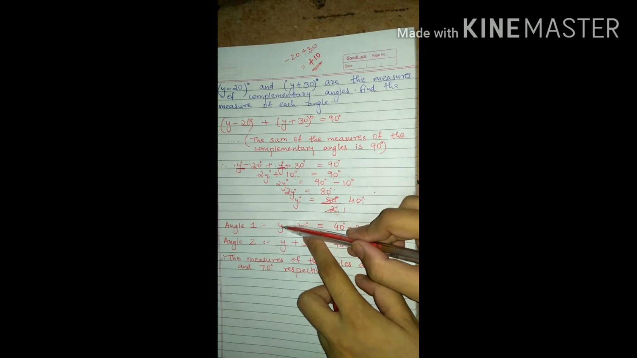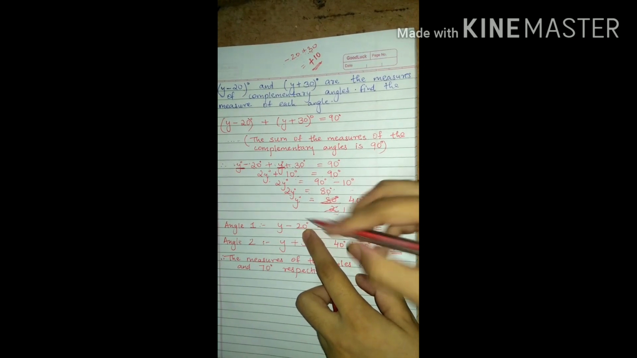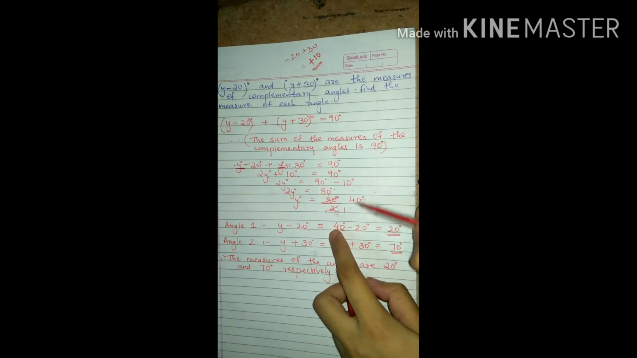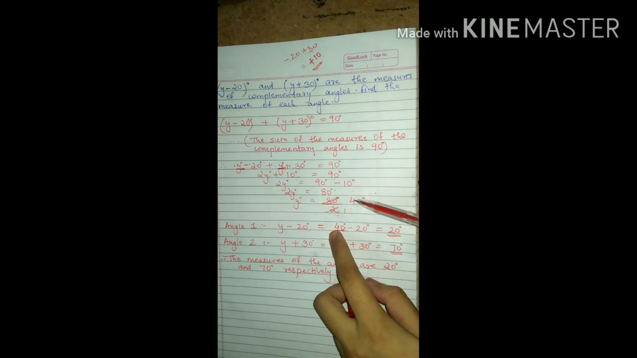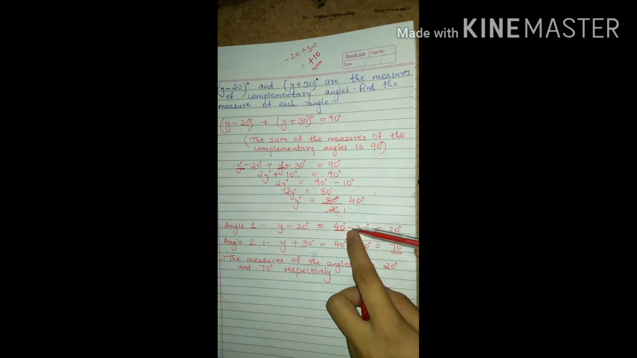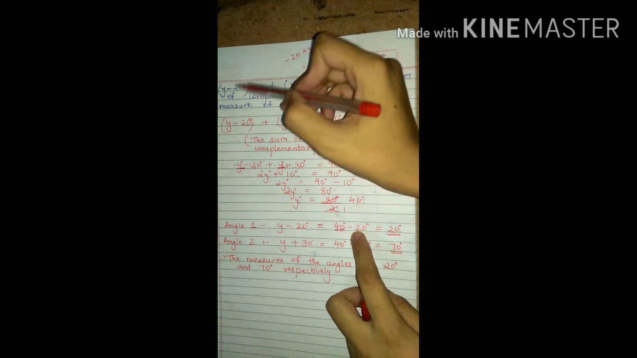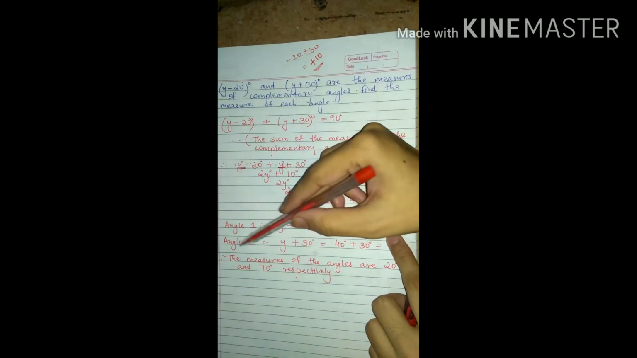So in place of y I have written 40 because we get y as what? How much? 40 degree. So 40 minus 20. How much? So 20 degree. So angle 1, this angle 1 turns out to be how much? 20 degree.